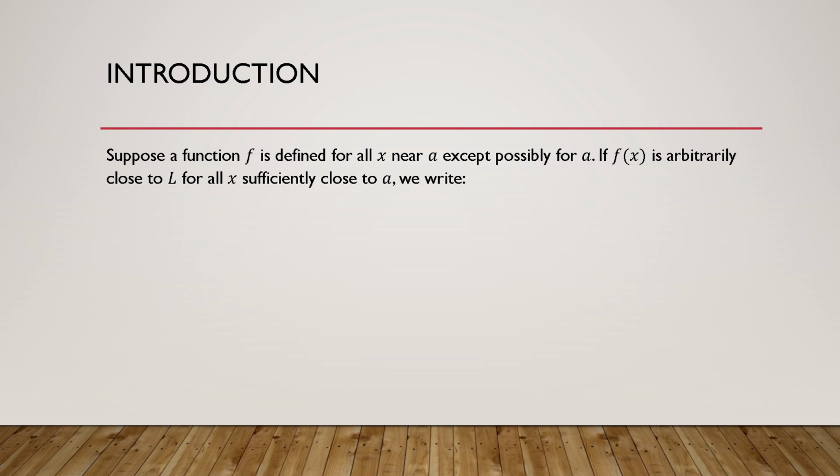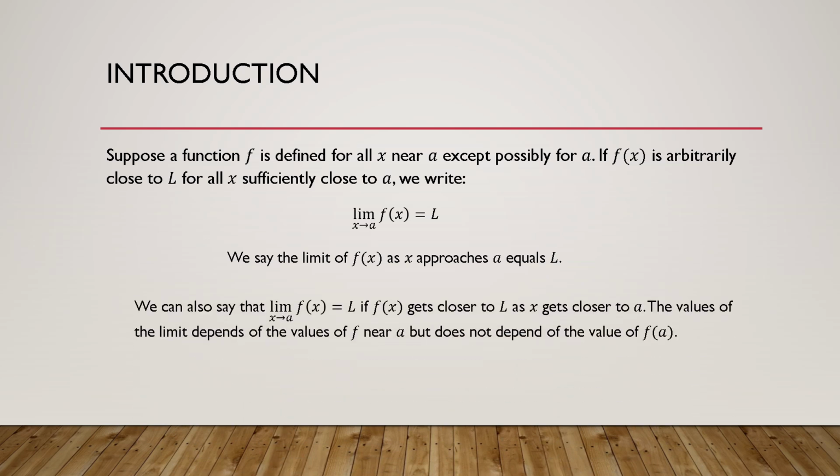Suppose a function f is defined for all x near a except possibly for a. If f of x is arbitrarily close to L for all x sufficiently close to a, we write the limit using the following notation, and we say the limit of f of x as x approaches a equals L. We can also say that the limit of f of x as x approaches a equals L if f of x gets closer to L as x gets closer to a.